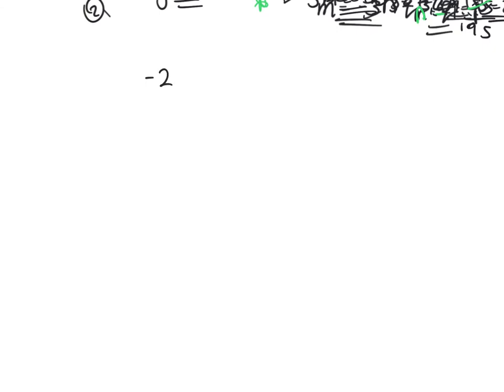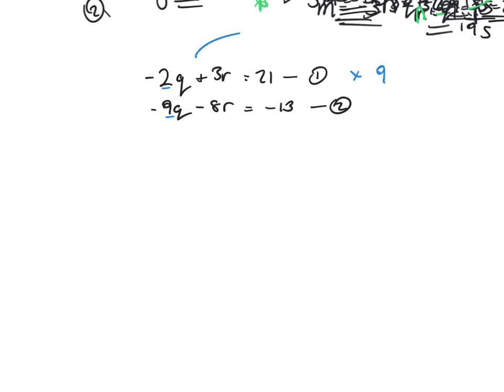Let's go for minus 2q plus 3r equals 21, equation 1, and minus 9q minus 8r equals minus 13, equation 2. Okay, so I could get rid of r's or q's. I'm going to this time look to get rid of q's. I'm going to get these 2, 9 up to 18. So that means multiplying the first equation by 9 and the second equation by 2.